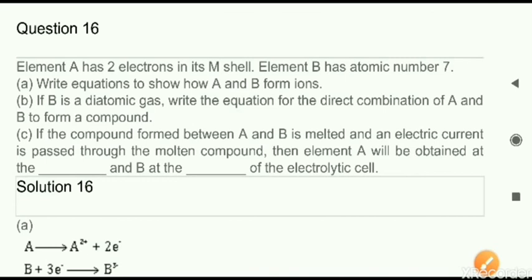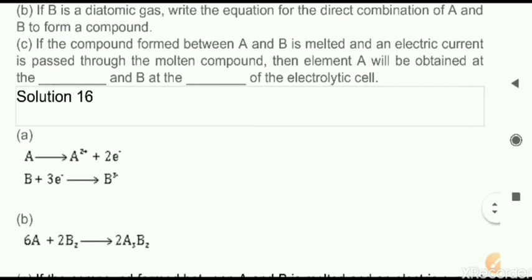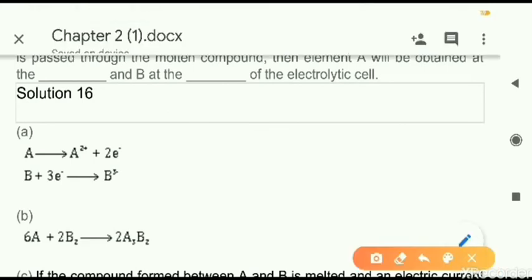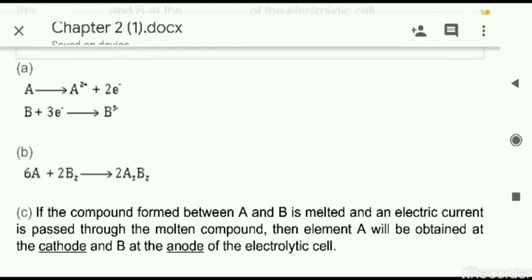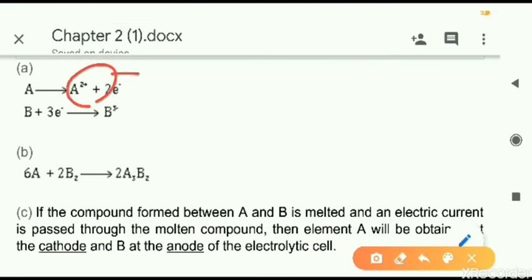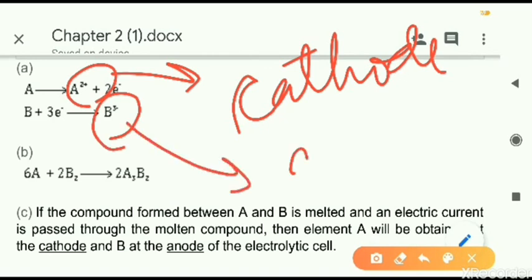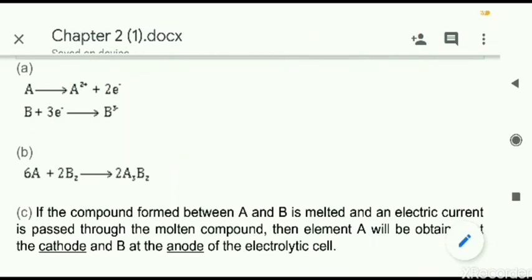The C part now: if the compound formed between A and B is melted and electric current is passed through the molten compound, then A will be obtained at dash and B will be obtained at dash. In electrolysis, two types of electrodes are used, cathode and anode, and A and B will move to one of them. A will be obtained at the cathode, because A forms a positive ion. The other one, B3-, B forms a negative ion, so it will be obtained at the anode of the electrolytic cell. Because of these charges, they move to their respective electrodes.